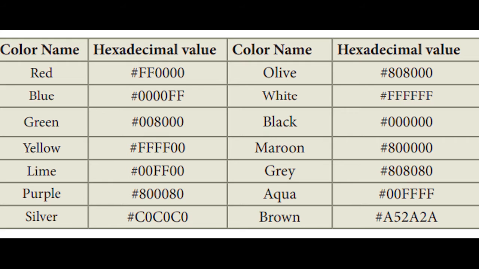Here, the six digit hexadecimal value is a combination of three two-digit number sequences, which represent a color. The first two digits represent red, the next two digits green, and the last two digits blue, that is RGB. RGB is red, green, blue, you know. The first two digits represent the red color, the next two digits represent the green color, and the last two digits represent the blue color.